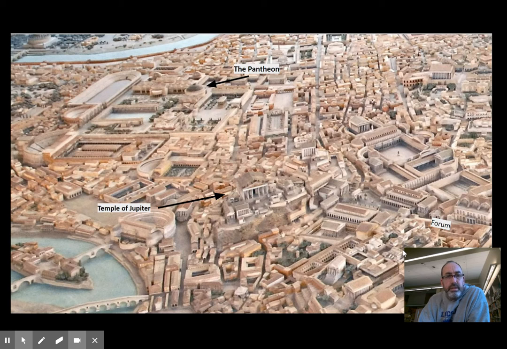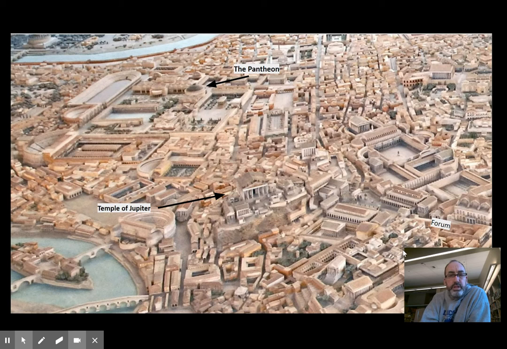But the Pantheon is dedicated to all, pan and theon, all the gods. It currently functions as a Christian church, and so people can go in there. But the hole in the top of the building, you can see a dark circle there, that is 30 feet across. It is called the Oculus, and it makes the building just remarkable to look at.